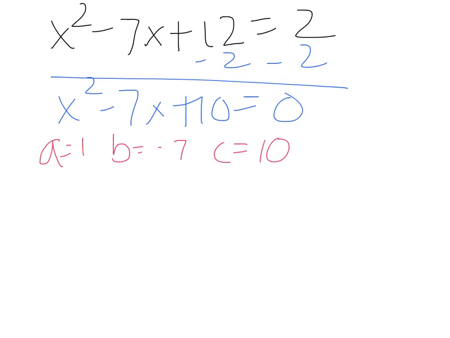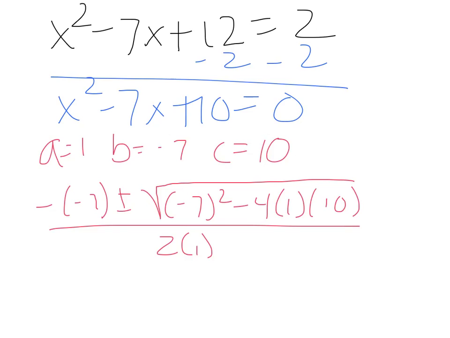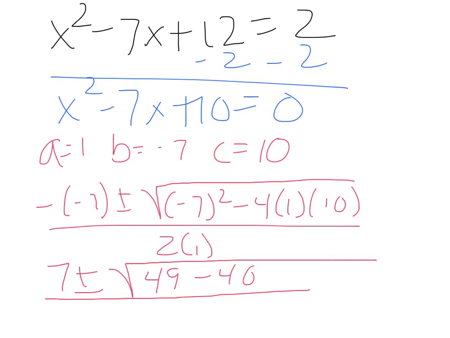You're going to be negative B, so it's negative negative 7, plus or minus the square root of B squared minus 4 times A times C all over 2 times A. Okay? Negative 7 makes positive 7. So it'd be 7 plus or minus the square root. What's negative 7 squared? 49. What's 4 times 1 times 10? Minus 40. All that divided by 2.